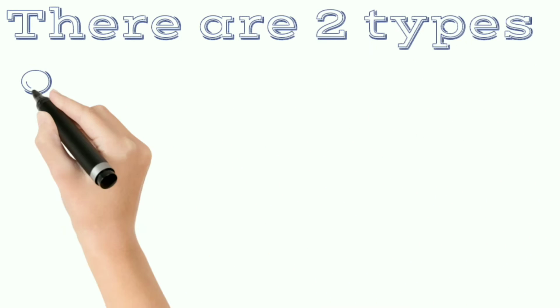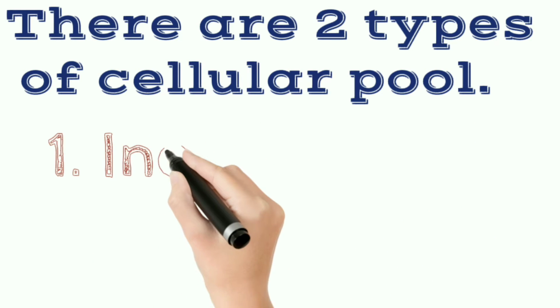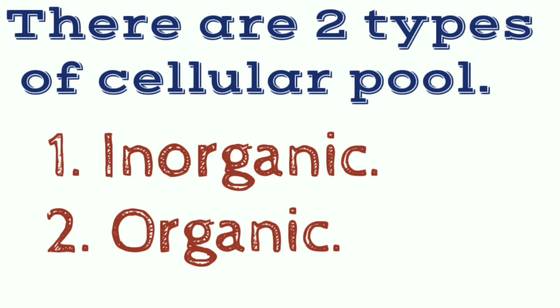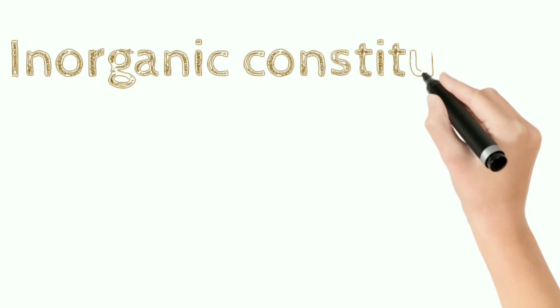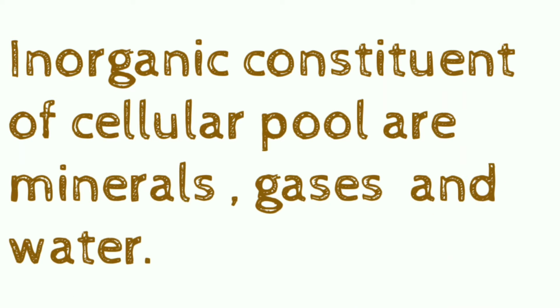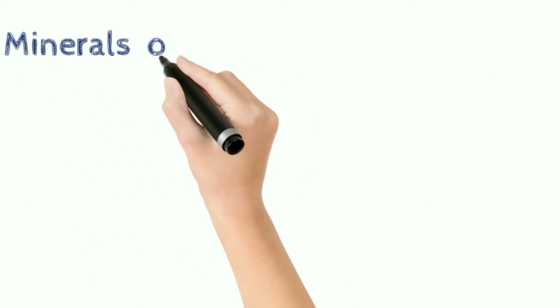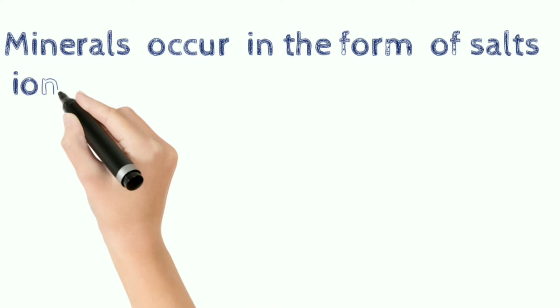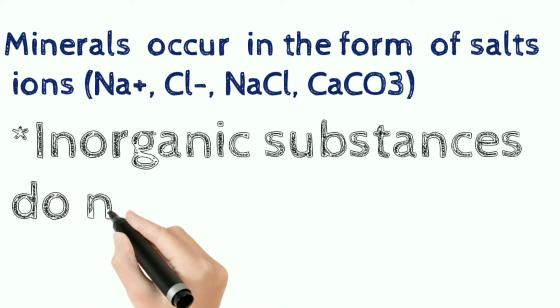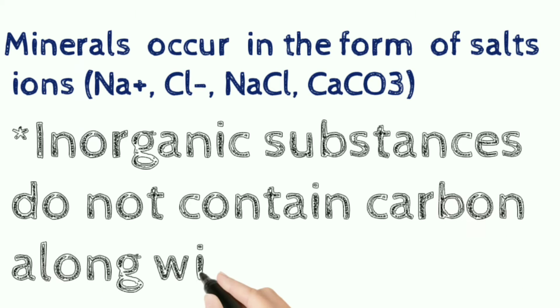There are two types of cellular pool. Point 1. Inorganic. Point 2. Organic. Inorganic constituents of cellular pool are minerals, gases and water. Minerals occur in the form of salts and ions, like sodium chloride and calcium carbonate. Inorganic substances do not contain carbon along with hydrogen.